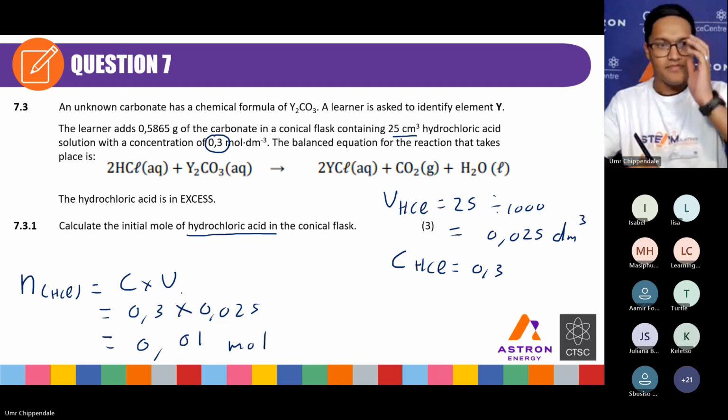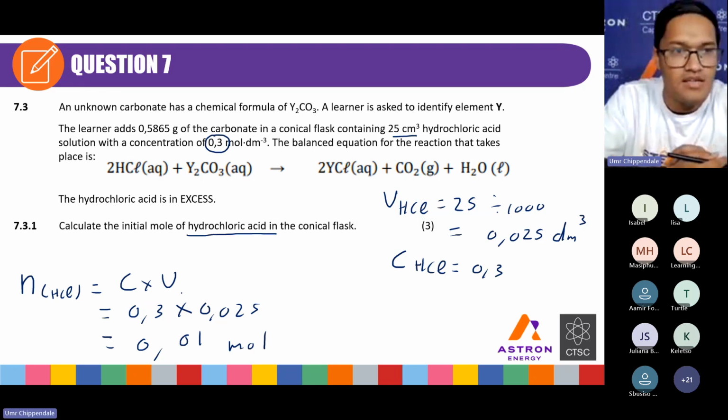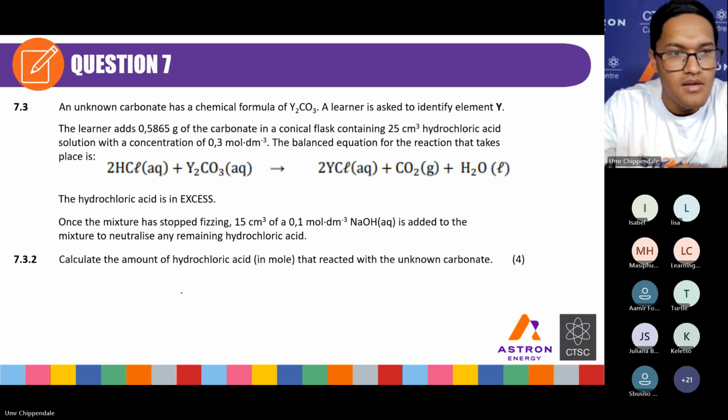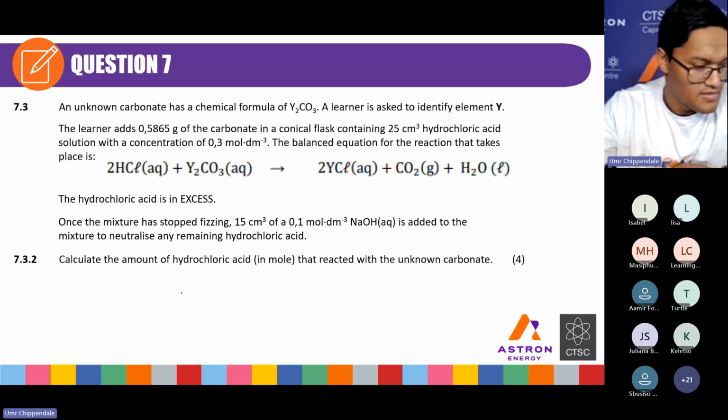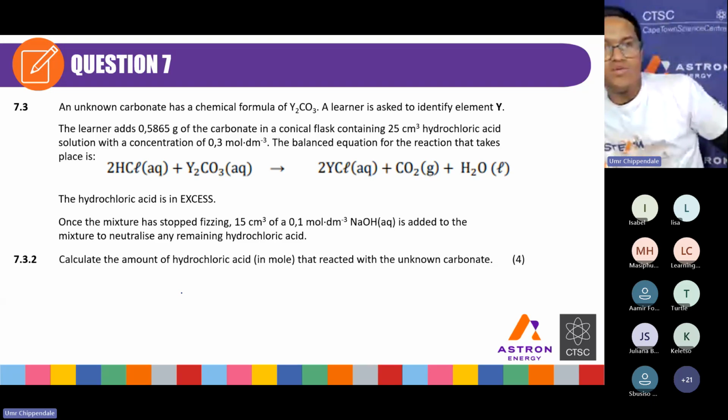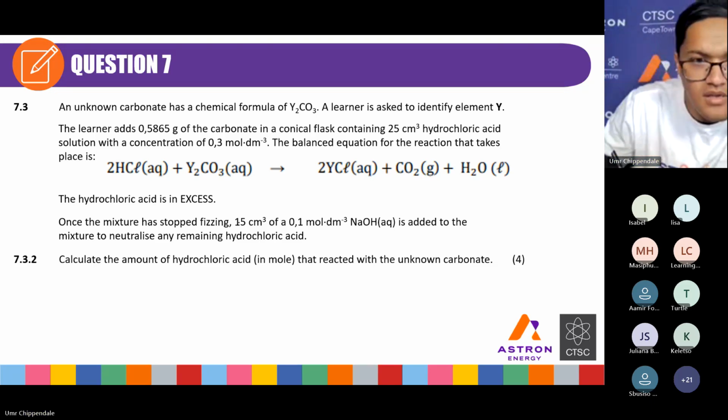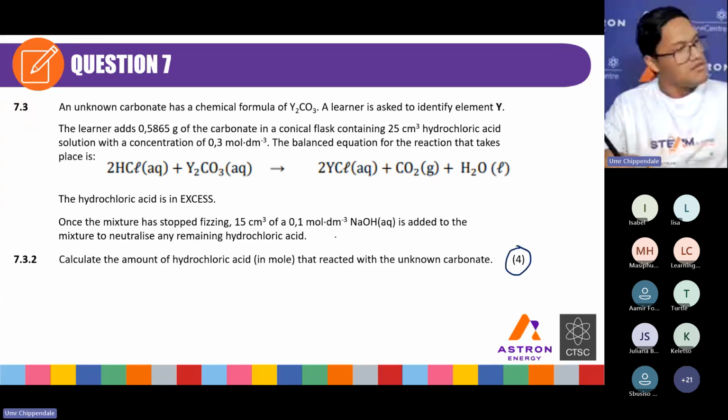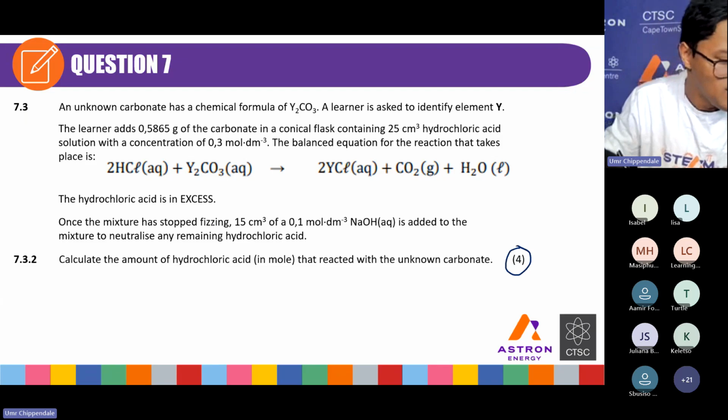Okay. And that was your initial amount of moles of hydrochloric acid that we had. Right? So now, 7.3.2. Calculate the amount of hydrochloric acid that reacted with the unknown carbonate. This is worth 4 marks. So what we're going to do here is show that we know the initial amount that we had, and now we're going to see what was also given to us.